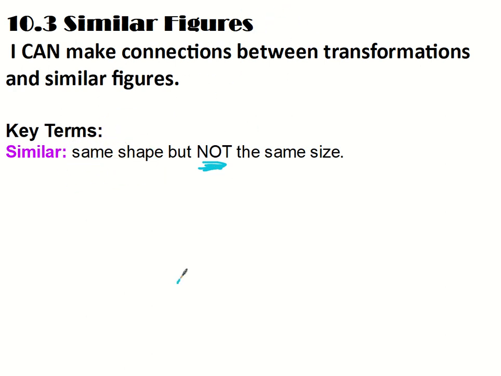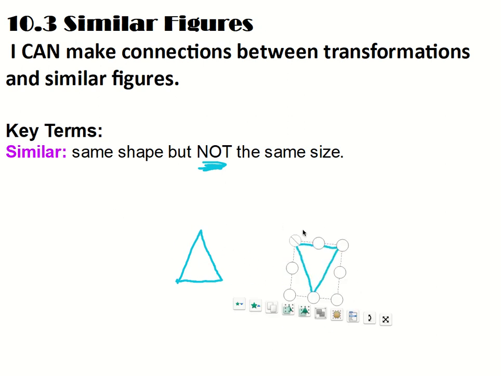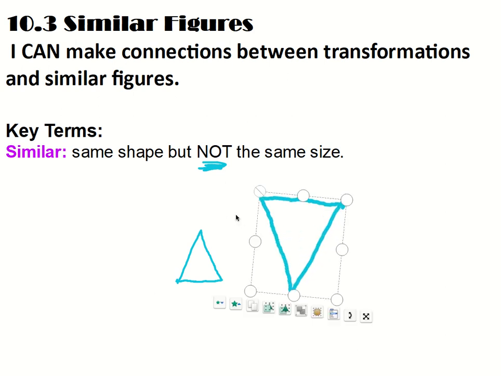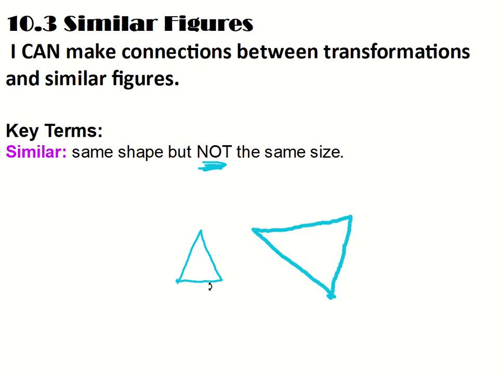So if I took a triangle, and let's say I took that exact same triangle. I just made the exact same triangle, and I translate it, and I reflect it, and I rotate it. It is still congruent because it's the exact same size and shape. But as soon as I shrink it down, or I make it larger, it is no longer congruent because now we change the size of it.